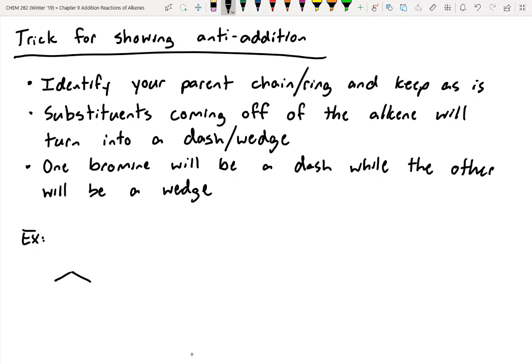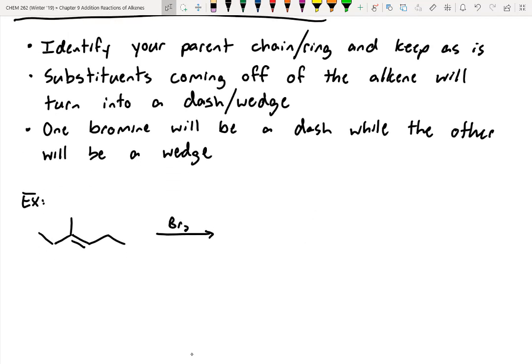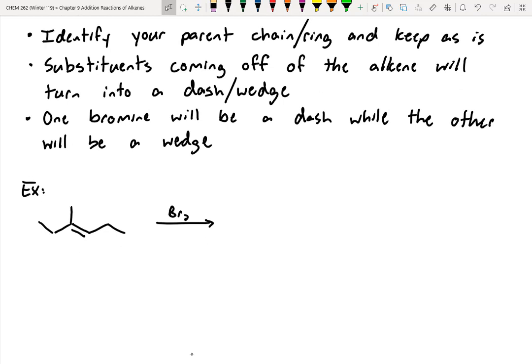Okay, so in this first example, I'm going to make it like this. We're going to have elemental bromine. We're not going to do the whole mechanism for this. We're just going to try to predict what our product will look like. So first thing I always want to do is identify my parent. So for example, in this one, the parent is going to be the longest chain containing my double bond, right? So I'll highlight that in blue. And then if we think about it, this methyl group coming off of here will be treated as a substituent, right? Okay, so keep the parent as is.